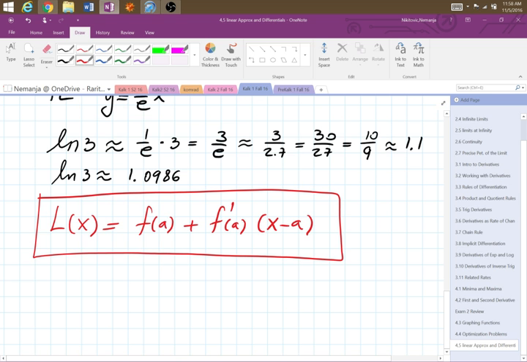So you can use either the formula, if you want to memorize the formula and use that, or you can just go through the entire tangent line procedure, figure out the tangent line, and then you're done. That's the first part. Linear approximation, clearly called linear approximation because tangent line is a linear line, y equals mx plus b, so this is called linear approximation.